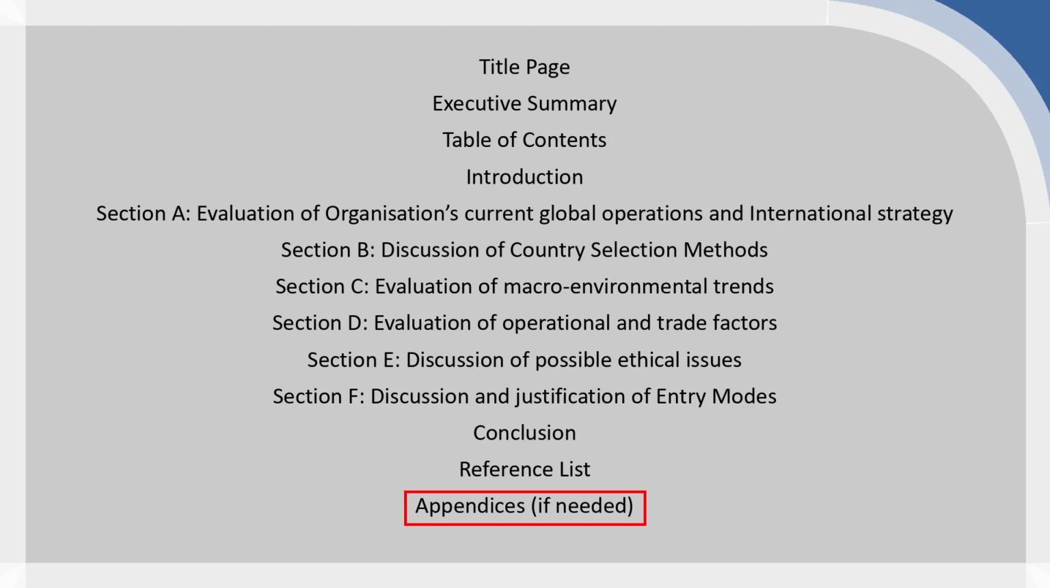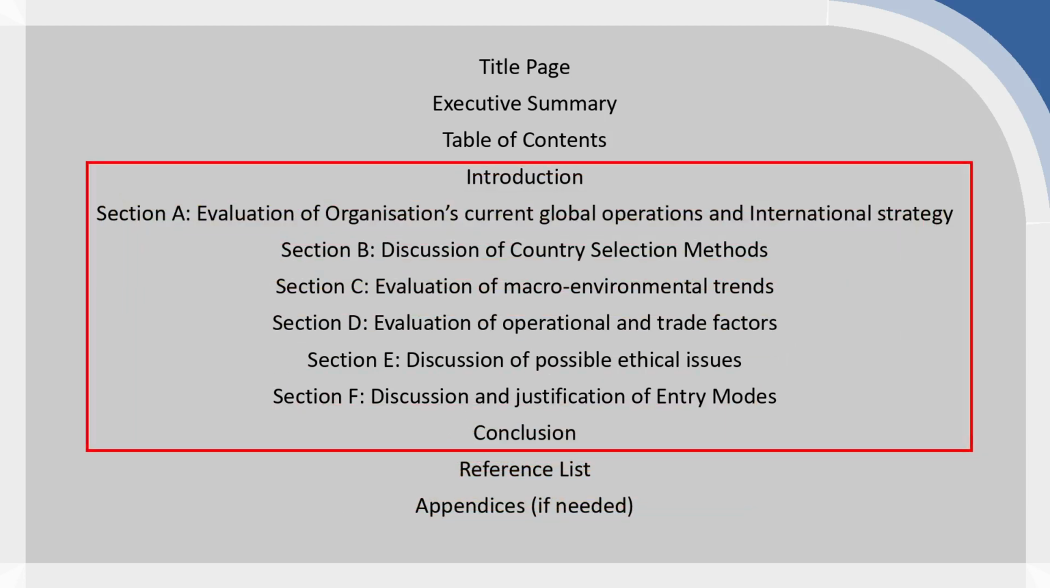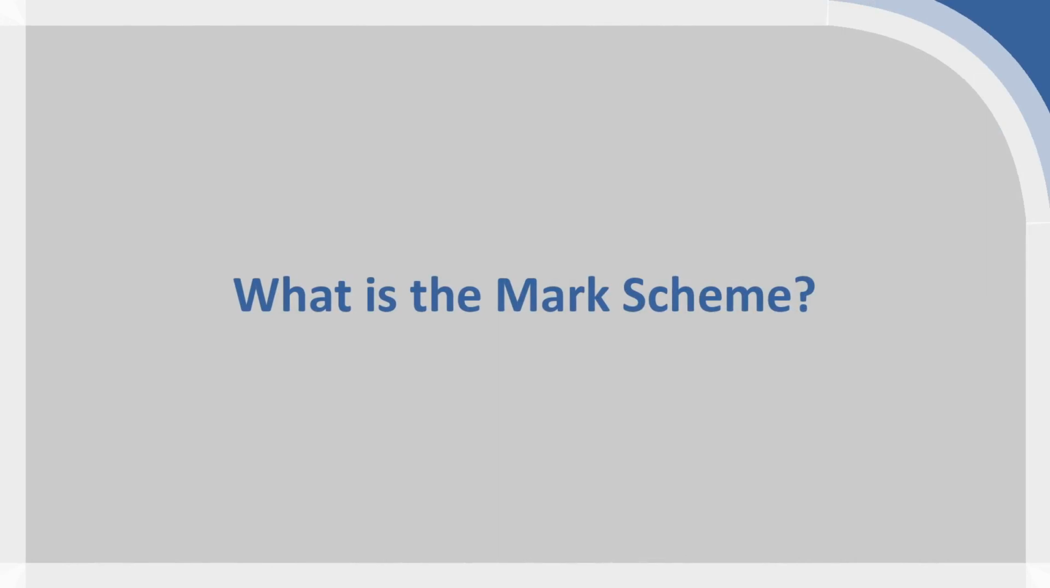So your word count in total is from your introduction through to your conclusion. Your title page, exec summary, table of contents, reference list, and appendices are all excluded from your word count. So we're just going to go now and take a brief look at the mark scheme.